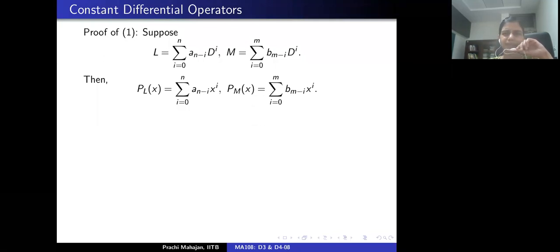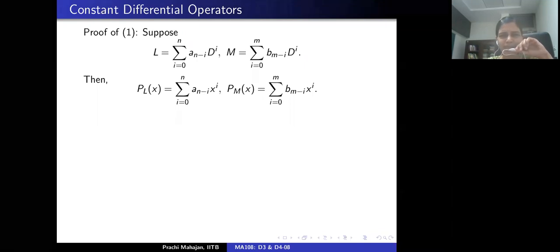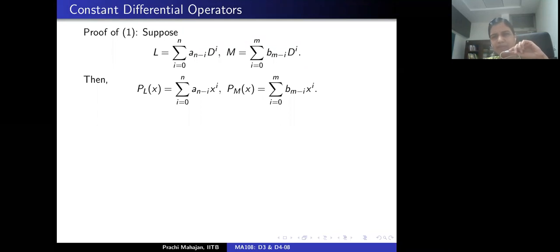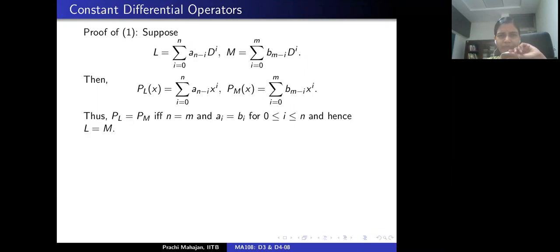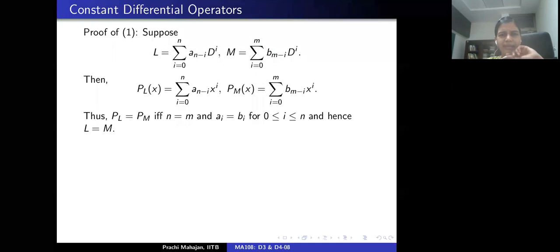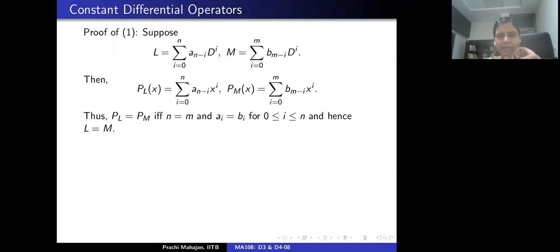Correct? Yeah, maybe you are getting too lost in the notation, but when we see examples, it'll sort of be comforting. But let's see this proof. Okay, so what is it that we want to say? We say that suppose that the polynomials P_L and P_M are the same. Suppose that the two characteristic polynomials are the same.